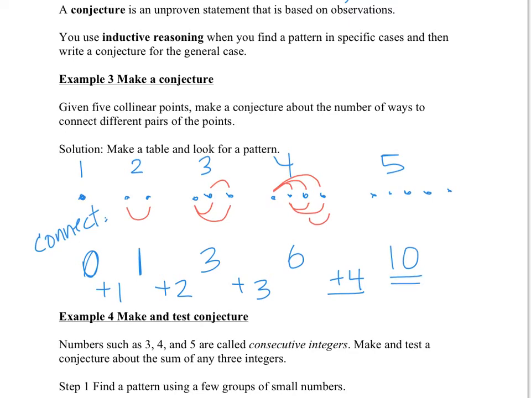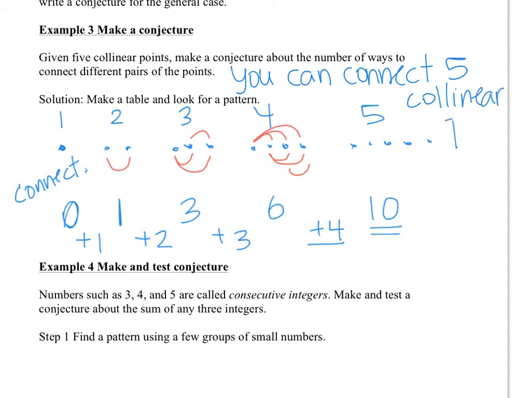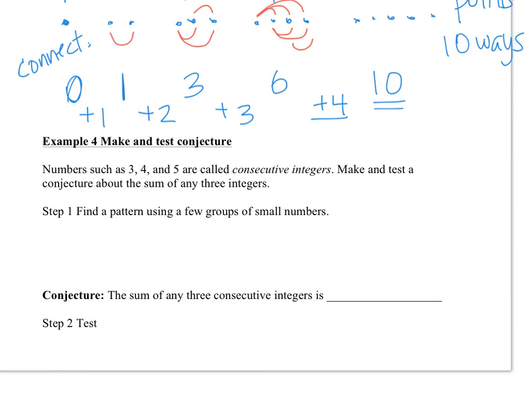So my conjecture would be that you can connect 5 collinear points ten ways. Okay? Let's make and test a conjecture.